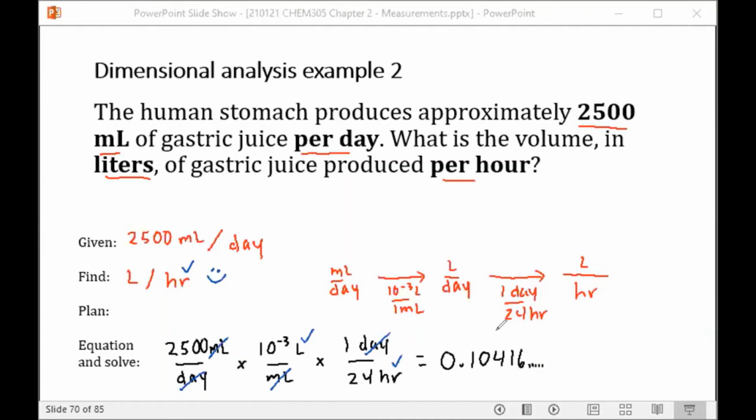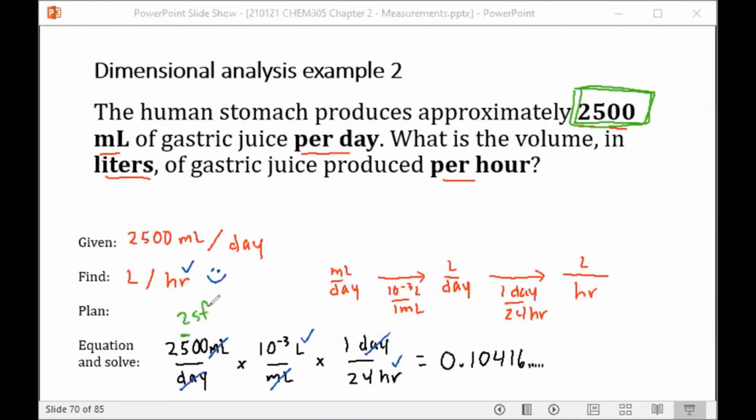So now that we got an answer on our calculator, we need to be good scientists and round that to the right number of sig figs. So I'm going to go back and count my sig figs. In 2,500, we check this number in our problem statement. There's no decimal point, so these 2 zeros here are not significant. They're just placeholders. So we only have 2 sig figs in this number.